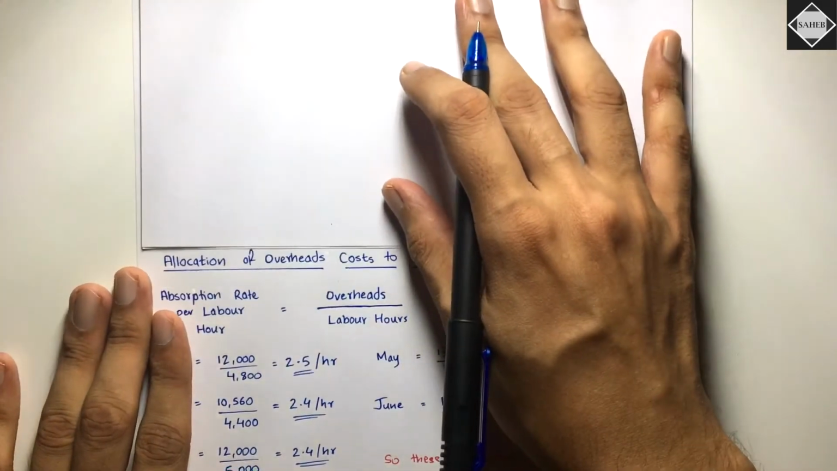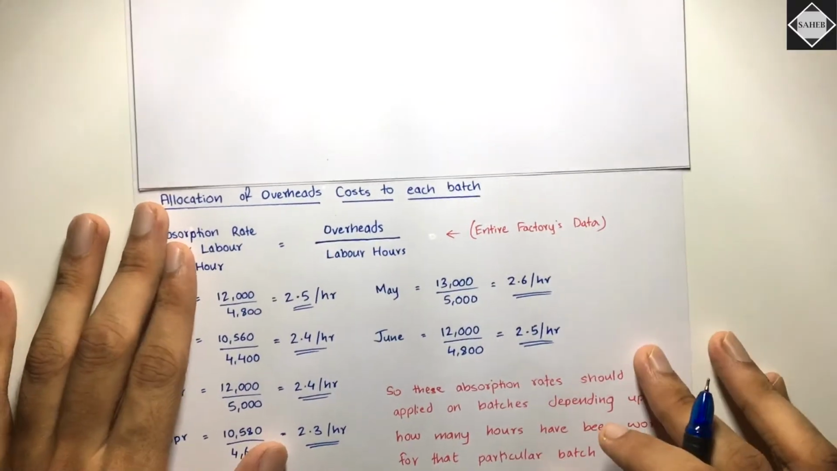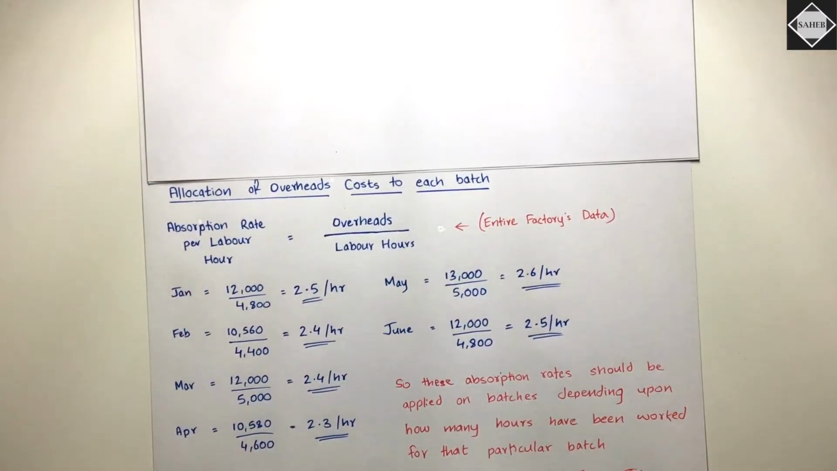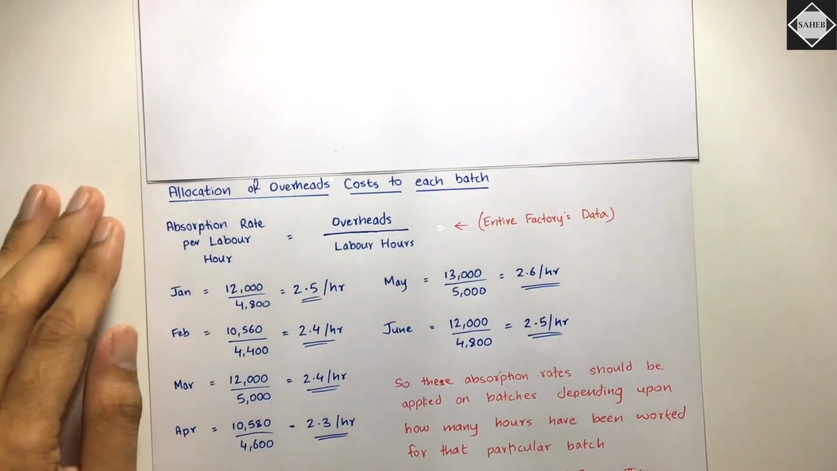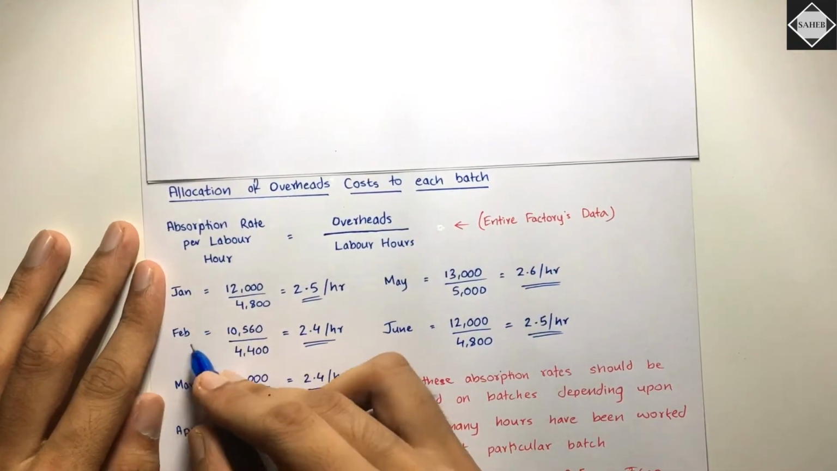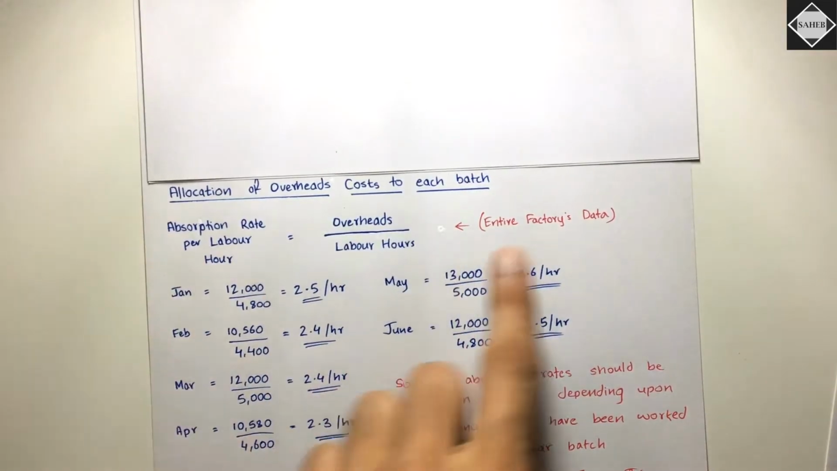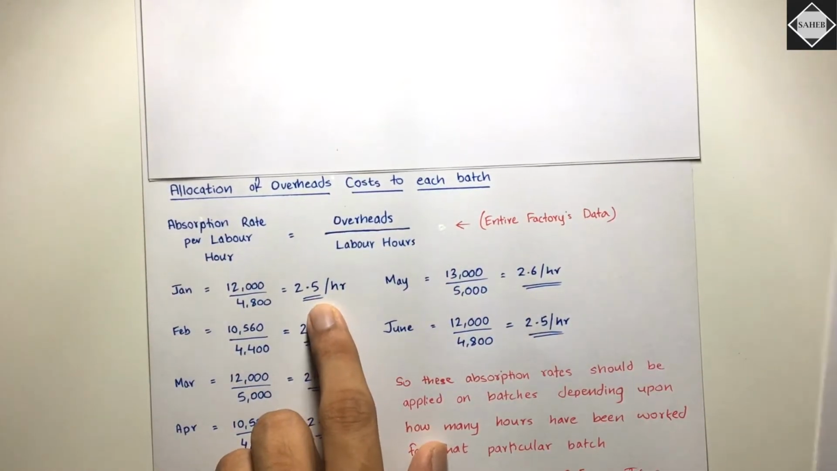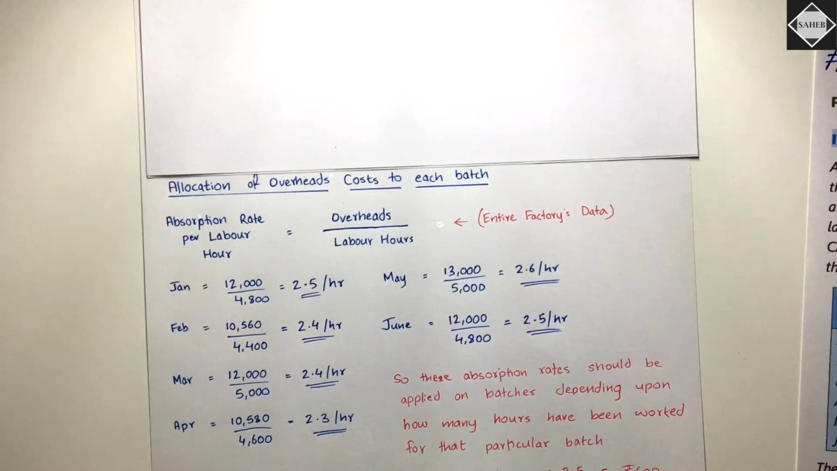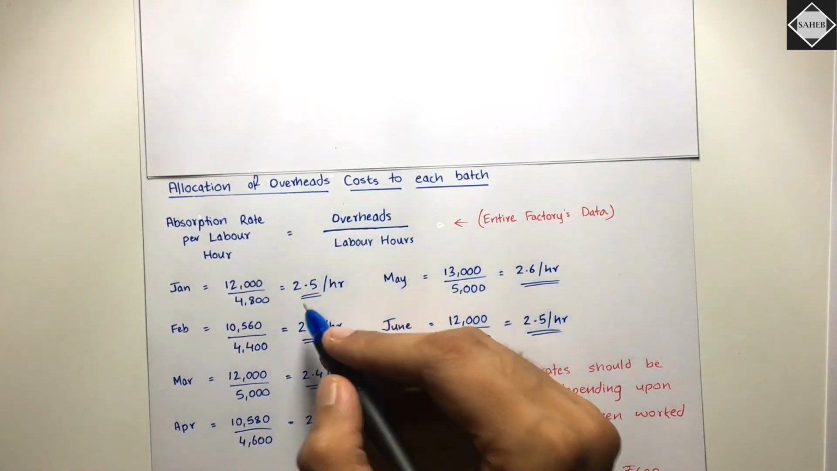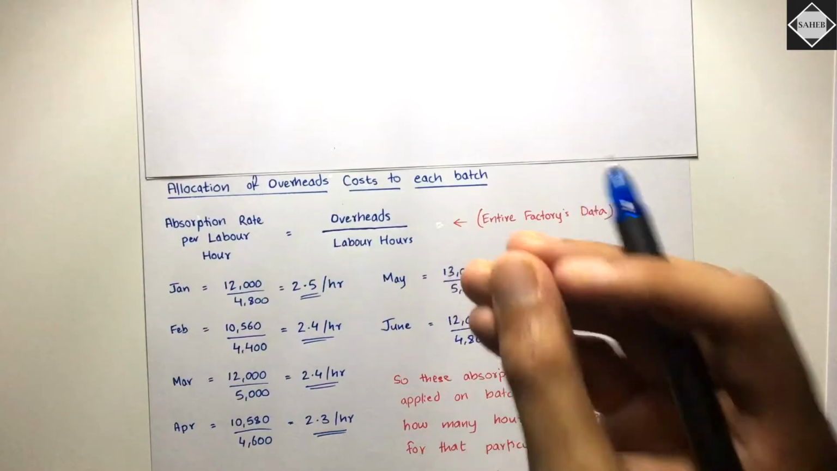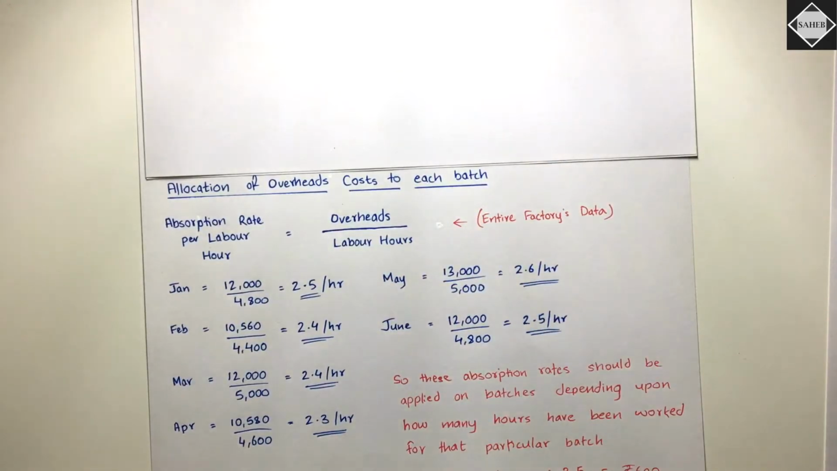Because overheads are what? They are indirect cost. You cannot trace that to any particular product or any cost unit. So we use some basis to apportion them. You have to absorb them. So this is how you have to calculate separately for each month, and this is of the entire factory. This 2.5 rate, if there is any other batch on which you have to absorb the overheads, the same rate you will use, 2.5 into whatever hours they have worked on that batch. Is it clear?